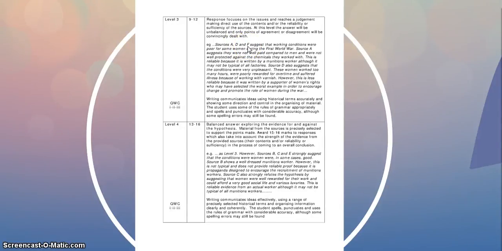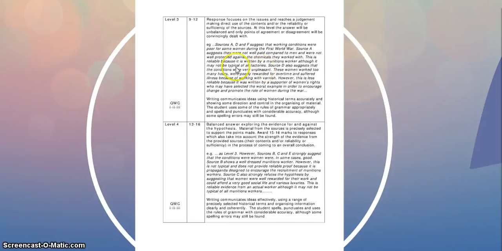See which ones disagree with each other, and then argue a thread all the way through your answer. So if you were to look at this, look. Source A, D and F suggest that working conditions were poor for some women during the First World War. Some women. Source A suggests that they were not well paid compared to men and were not well protected against the chemicals they worked with.